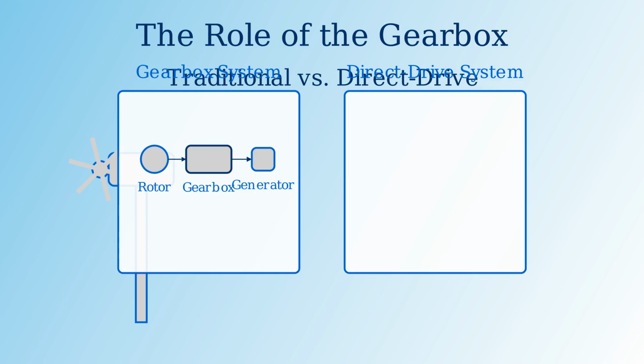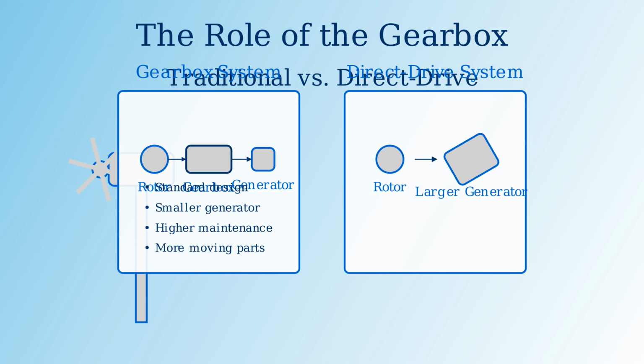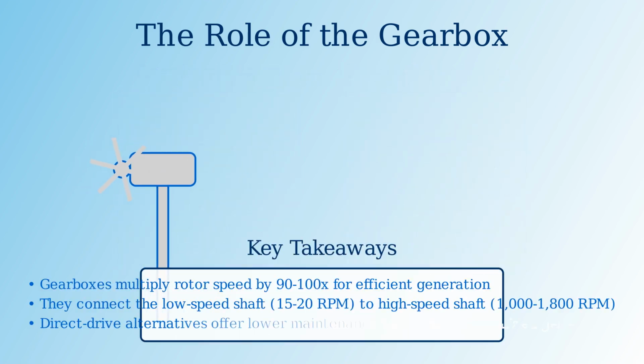In traditional designs, the gearbox connects the rotor to a smaller generator, increasing rotational speed. Direct drive systems connect the rotor directly to a specialized, larger generator that can operate efficiently at lower speeds. Traditional gearbox systems use standard designs with smaller generators, but require more maintenance due to more moving parts. Direct drive turbines eliminate the gearbox, reducing maintenance needs and failure points, but require larger, more specialized generators. In summary, the gearbox is an essential component that enables efficient electricity generation in most wind turbines, though newer designs are exploring alternatives.